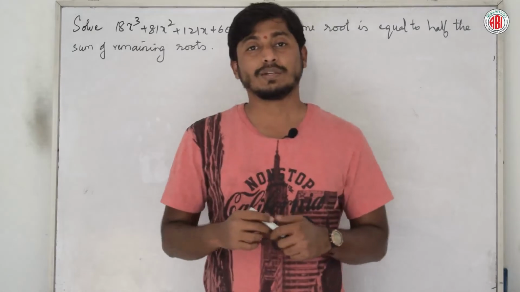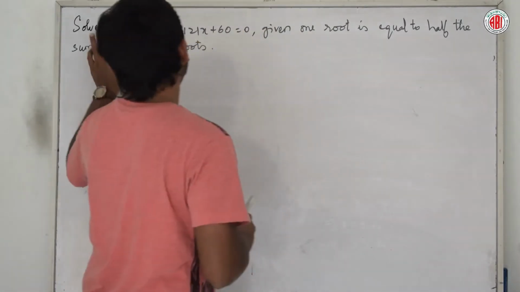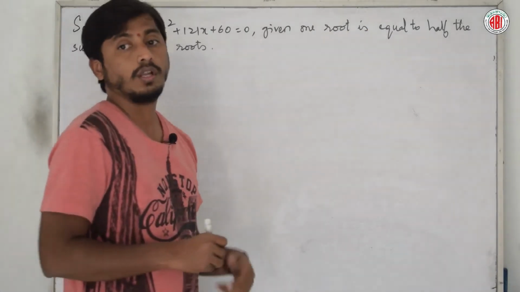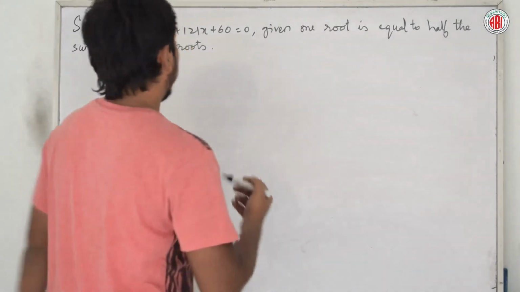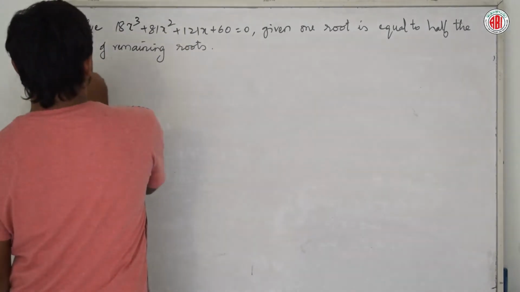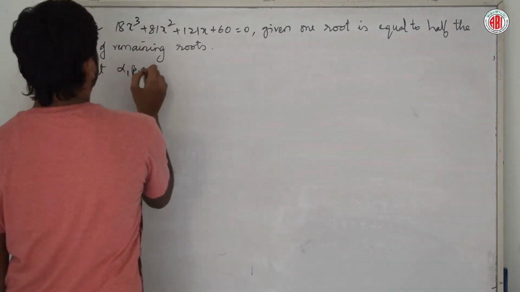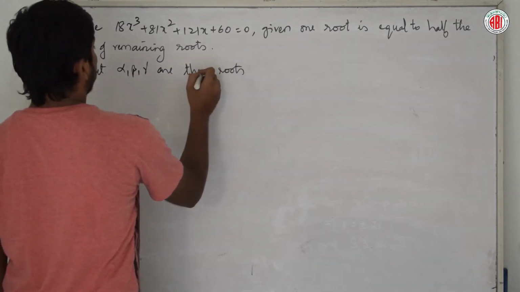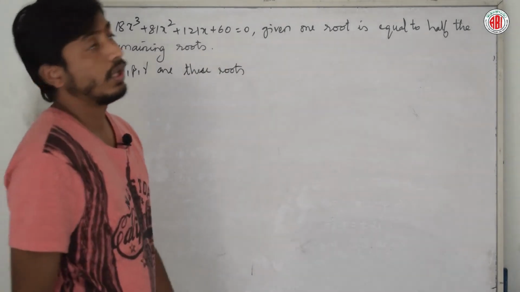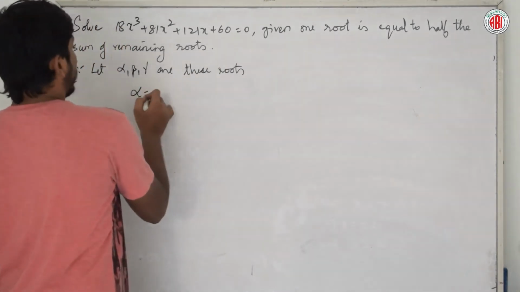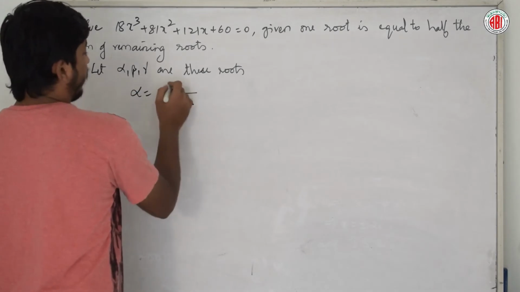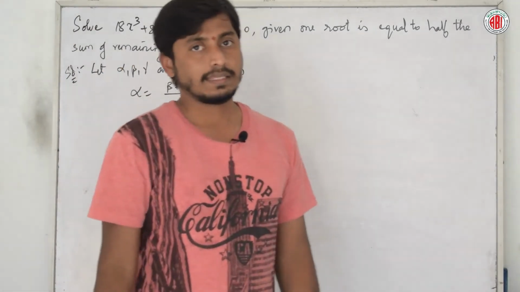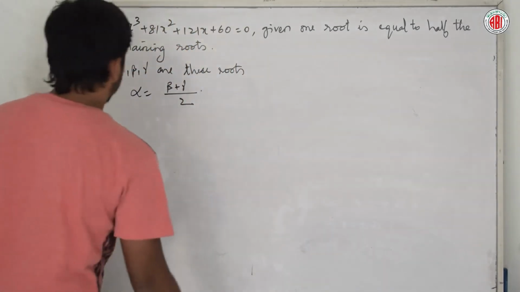Shall we move on to the next problem? Let's do it. Look at the question here. He gave: solve this particular equation given that one root is equal to half of the sum of the remaining two. So what does this mean? Let alpha, beta, gamma be the three roots. So he is giving that one root is equal to half of the sum of the other two, isn't it?